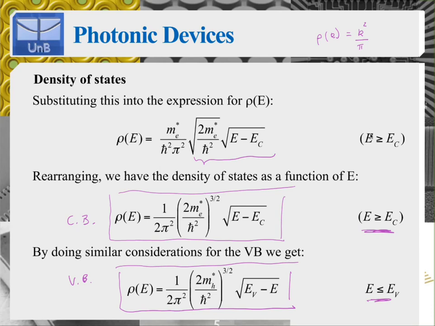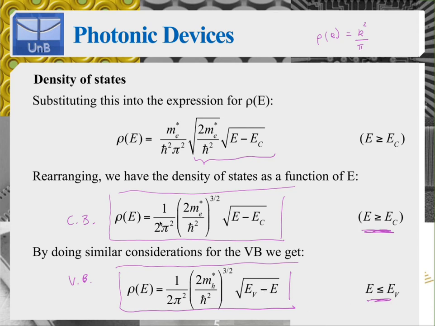Hello guys. So on the first part of this lecture, we obtained these two expressions right here, for the density of states as a function of energy in the conduction band, for energies above the band edge EC, and the density of states in the valence band for energies below EV, which is the band edge energy for the valence band.